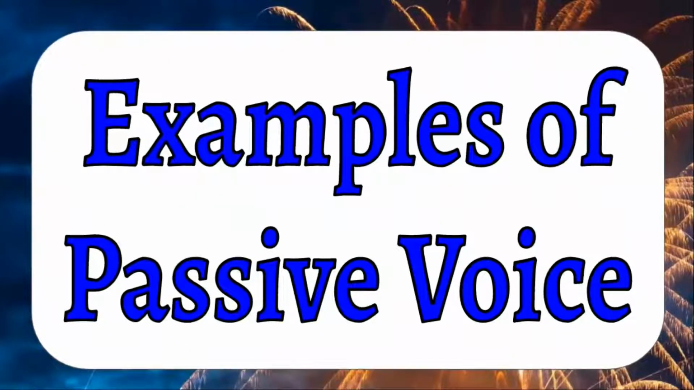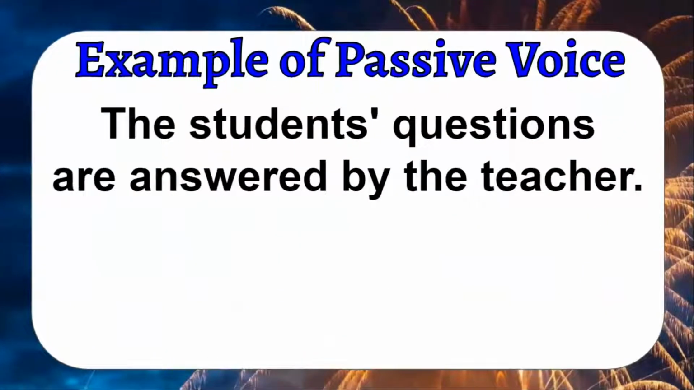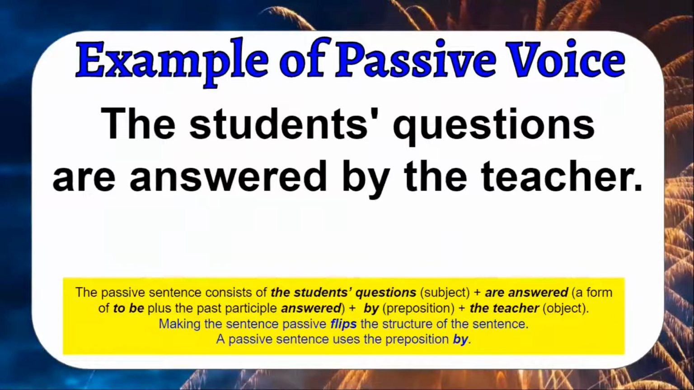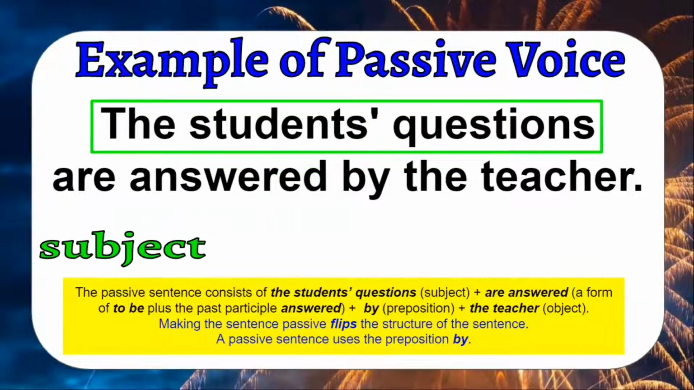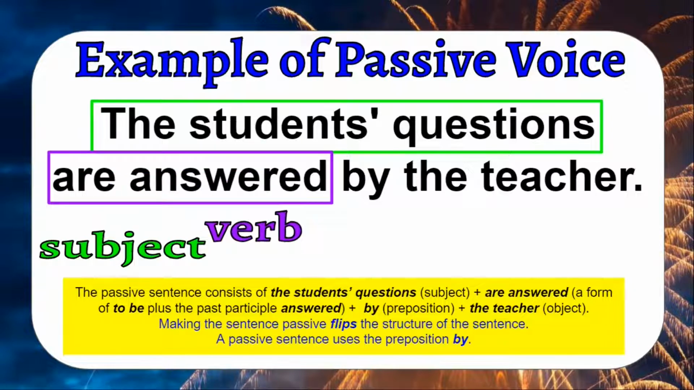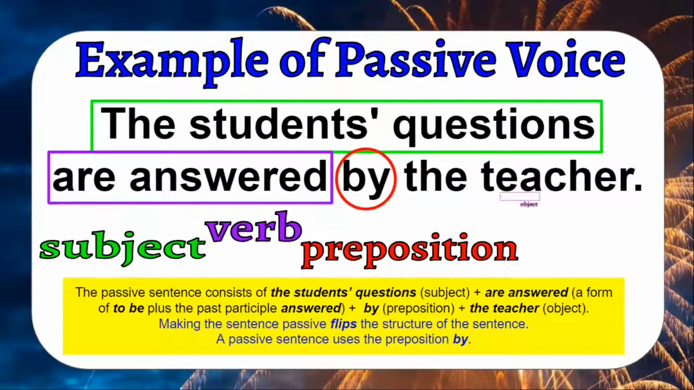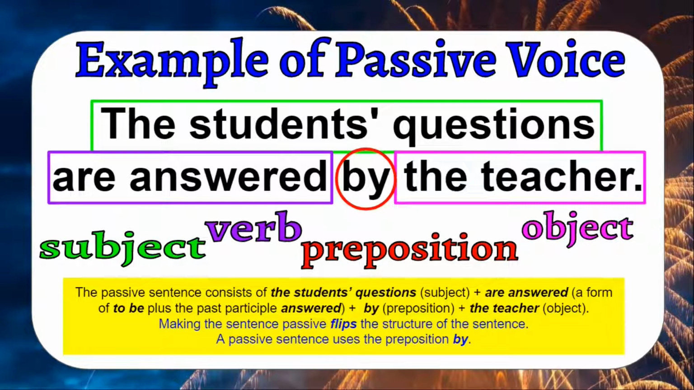Let's look at some examples of passive voice. The students' questions are answered by the teacher. The passive sentence consists of the students' questions, subject, are answered, the verb, a form of to be plus the past participle answered, by a preposition, the teacher, the object. Making the sentence passive flips the structure of the sentence. A passive sentence uses the preposition by.